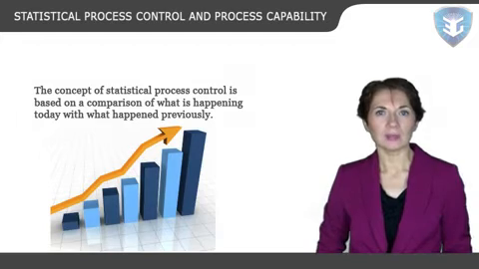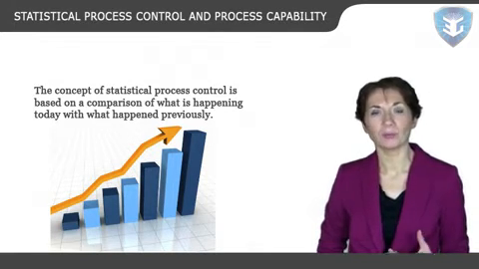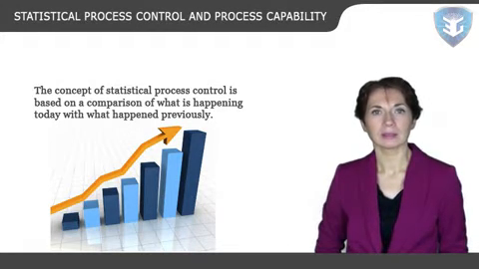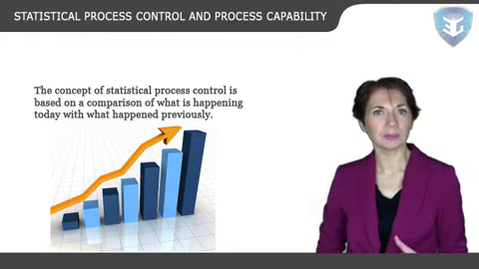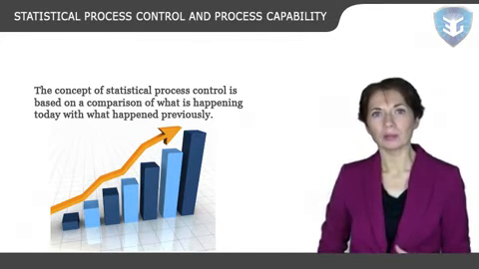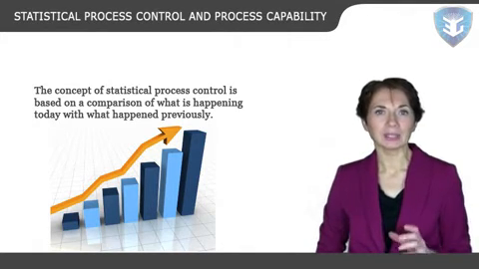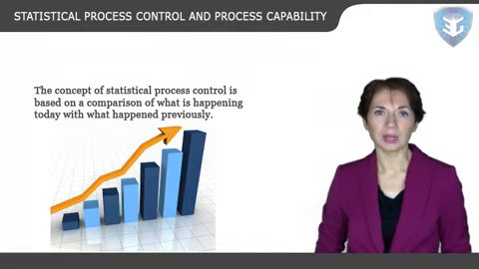The concept of statistical process control is based on a comparison of what is happening today with what happened previously. One can take a snapshot of how the process typically performs or build a model of how one thinks the process will perform and calculate control limits for the expected measurements of the output of the process.